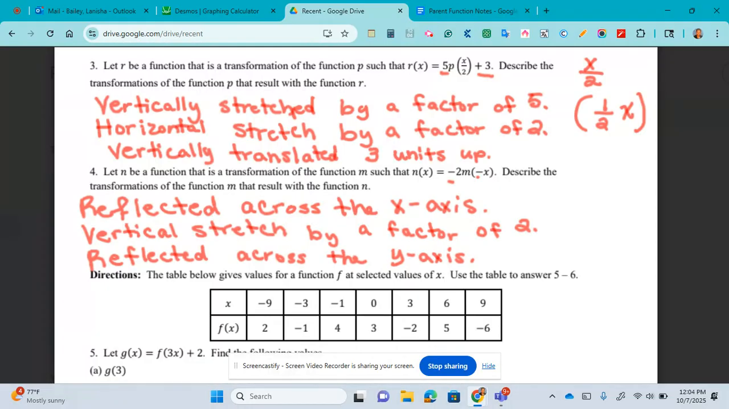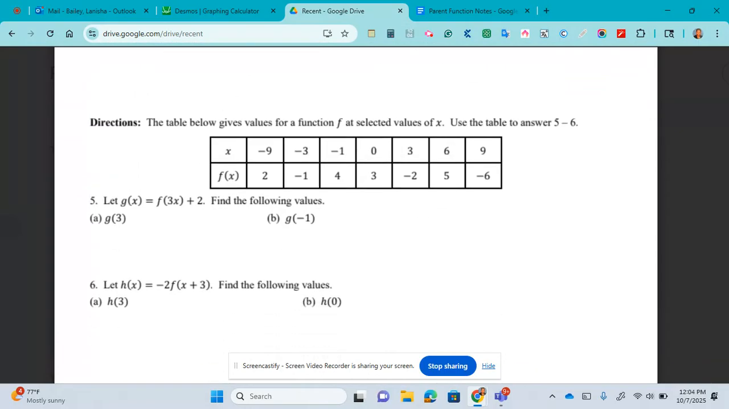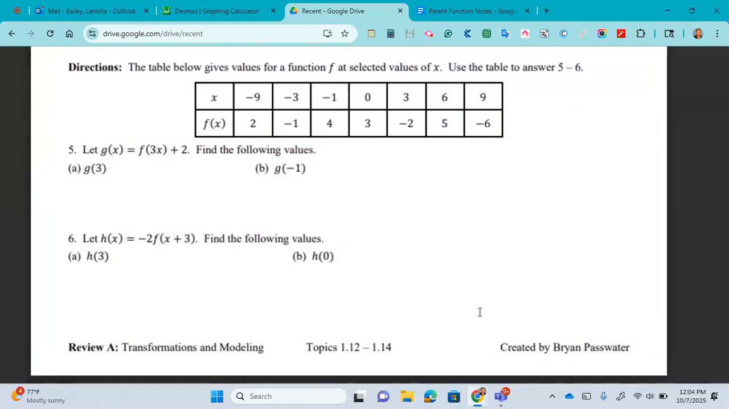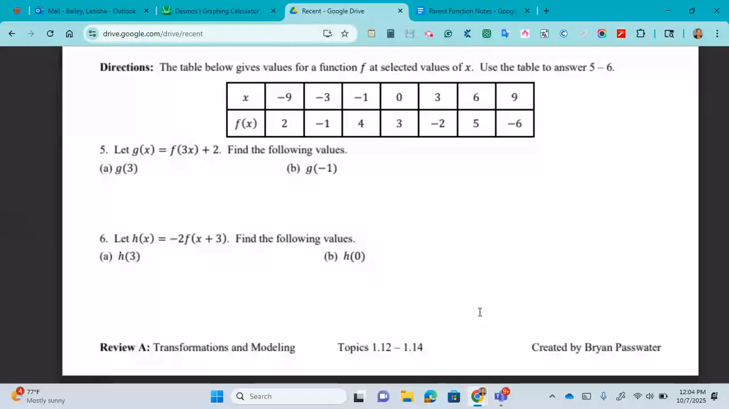All right, everyone got this? Everyone got it? All right, let's move it up. Ooh, look at this funness. We're going to use the table below. It gives values of the function f at selected values of x. Use the table to answer 5 and 6. They gave us g of x equals f of 3x plus 2, and we need to find what g of 3 is.